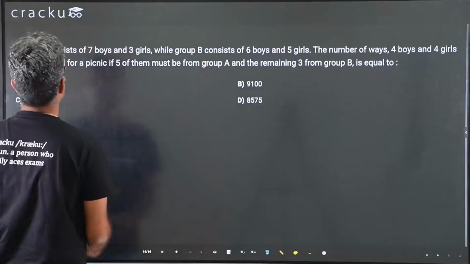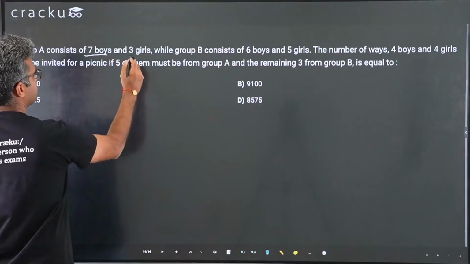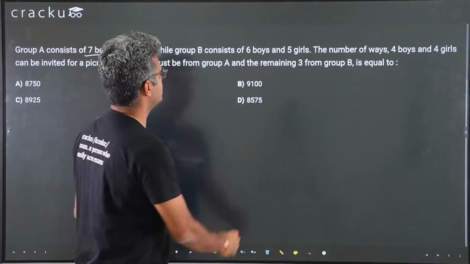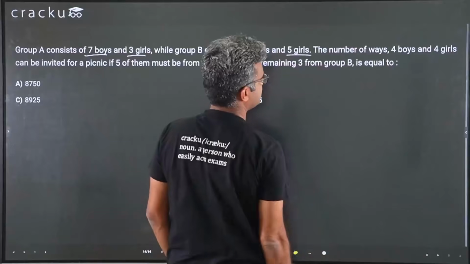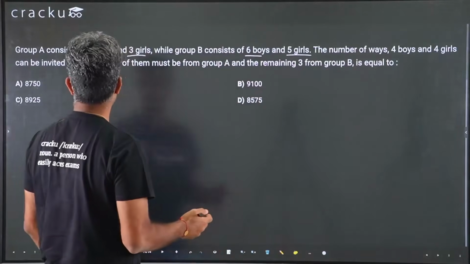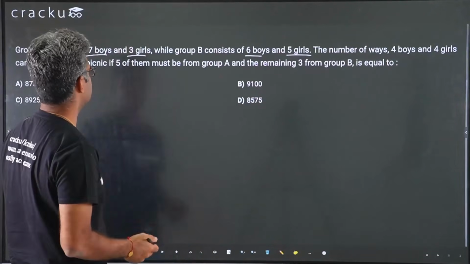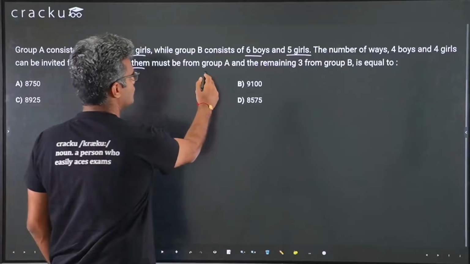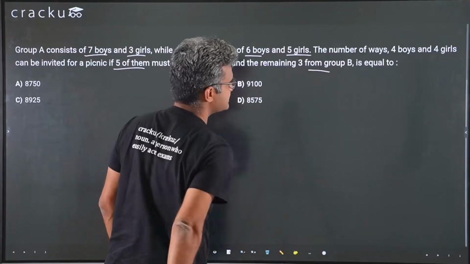In this question, we are told that there is group A, which consists of 7 boys and 3 girls, while group B consists of 6 boys and 5 girls. The number of ways in which 4 boys and 4 girls can be invited for a picnic if 5 of them must be from group A and the remaining from group B is equal to.